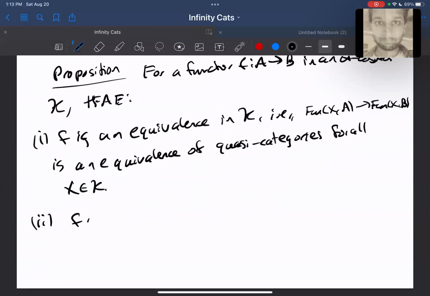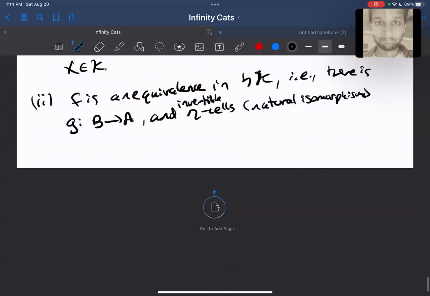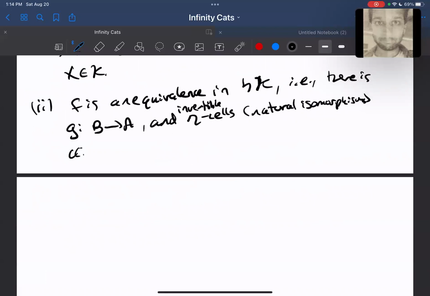2. F is an equivalence in the homotopy 2-category of K, i.e., there is G from B to A, and 2-cells, so natural isomorphisms. We want these to be invertible as well. So invertible 2-cells alpha from IDA to GF, and beta from FG to the identity of B.